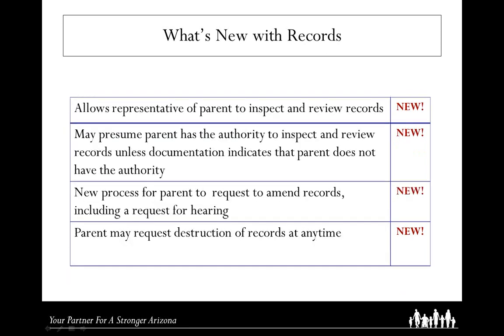It allows representatives of the parent to inspect and review records, and the agency may presume the parent has the authority to inspect and review records unless documentation indicates that the parent does not have the authority. There is a new process for parents to request to amend records, including a request for hearing, and a parent may request destruction of records at any time.